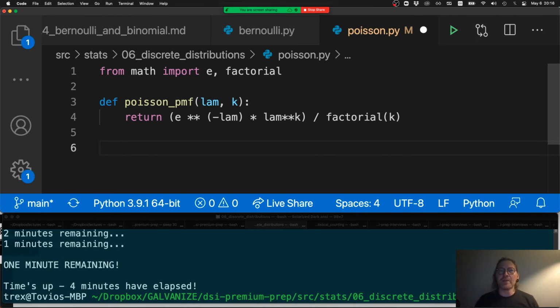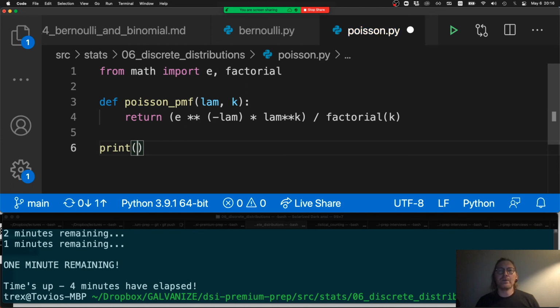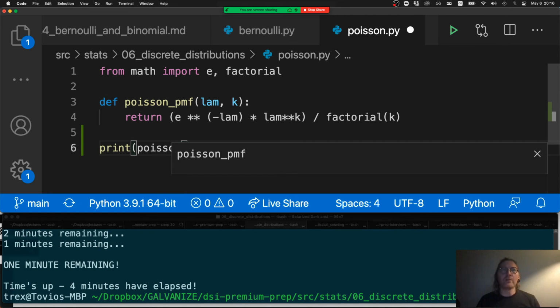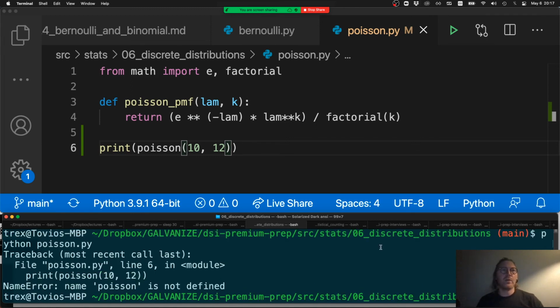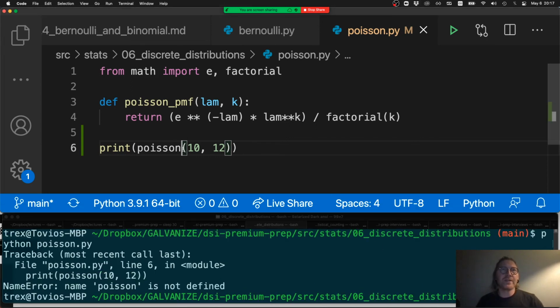And I saw somebody put in the answer to that prior problem. So we were talking about if the expectation is 10, what is the probability of 12? Okay, well, expectation is 10, probability of 12, we can just take a look at what that would be. It would be an error because Poisson is not defined. It should be poisson_pmf. There we go.